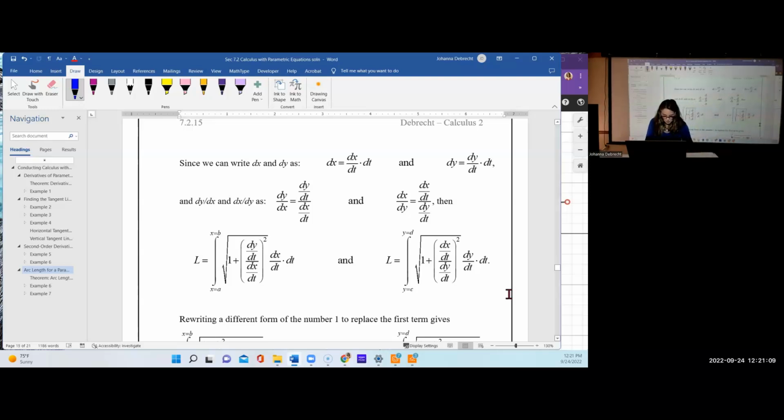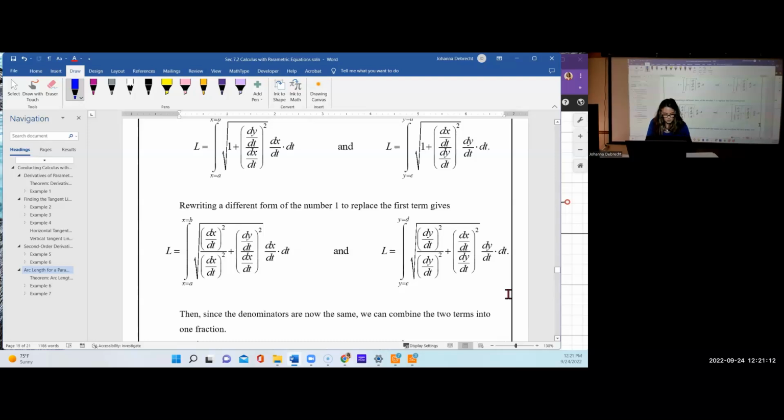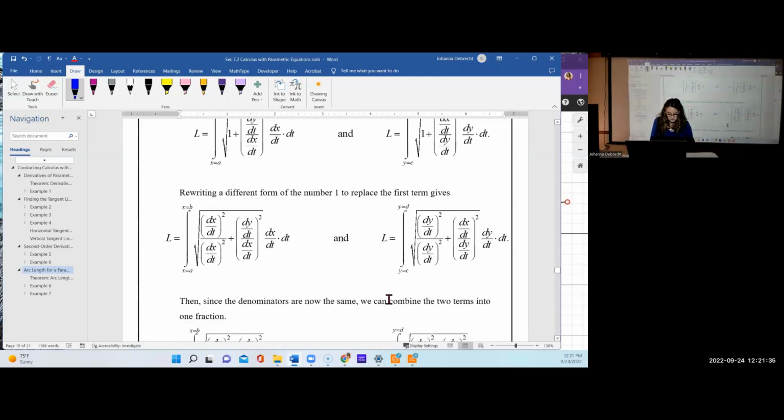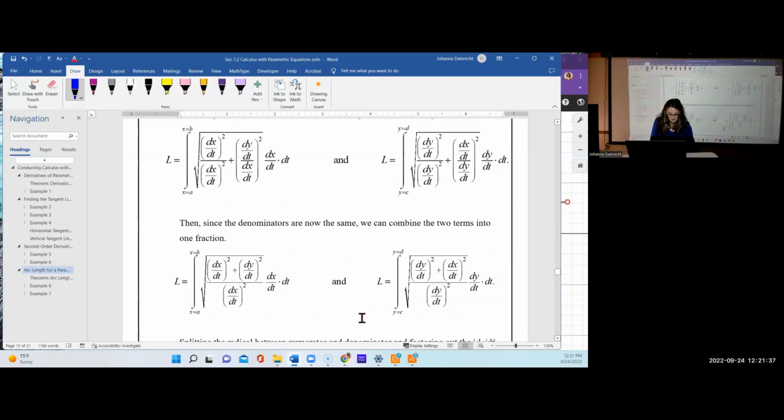Now, we want to rewrite the number 1 that you see at the beginning of that radicand so that we can get a common denominator. So we take this dy/dt over dx/dt, and we square the top and square the bottom. And we rewrite the 1 as (dx/dt) squared over itself, so we can get a common denominator. I'm doing it on both of these that you see here. And once we have a common denominator, then we can write it like this.